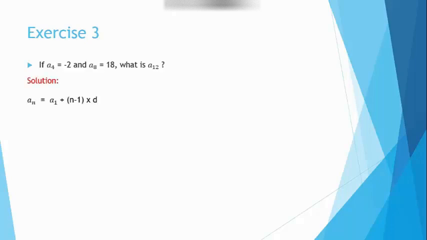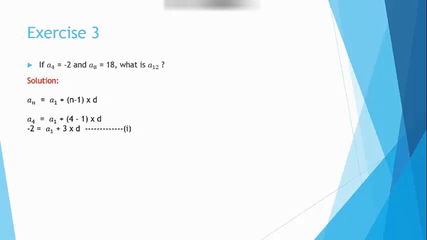and we are going to have two equations which would resolve to give us the first term and the common difference d. So we know a4 equals negative 2, which is the fourth term. So we are going to derive an equation for that. So a4 equals a1 plus 4 take away 1 times d. So a4 equals negative 2. Negative 2 equals a1 plus 3 times d. So which is the first equation.